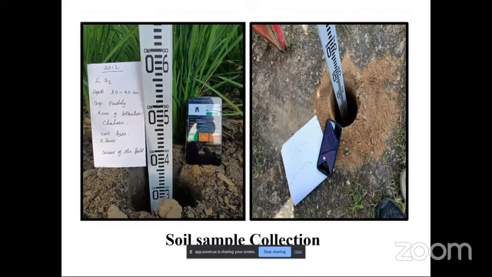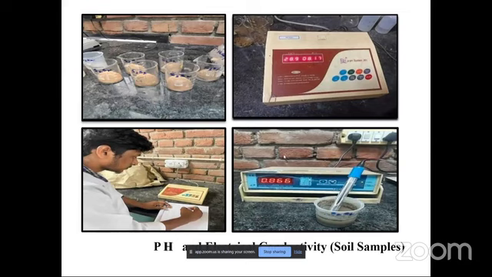The photo depicts the depth of the soil which has been taken. It shows S1 as sample one, and S2 is the depth of 20 to 40 centimeters. The crop is paddy, and the phone shows the longitude and latitude. We have a scale with it. Here in the picture we depict that the soil has been collected and we are testing pH and EC.